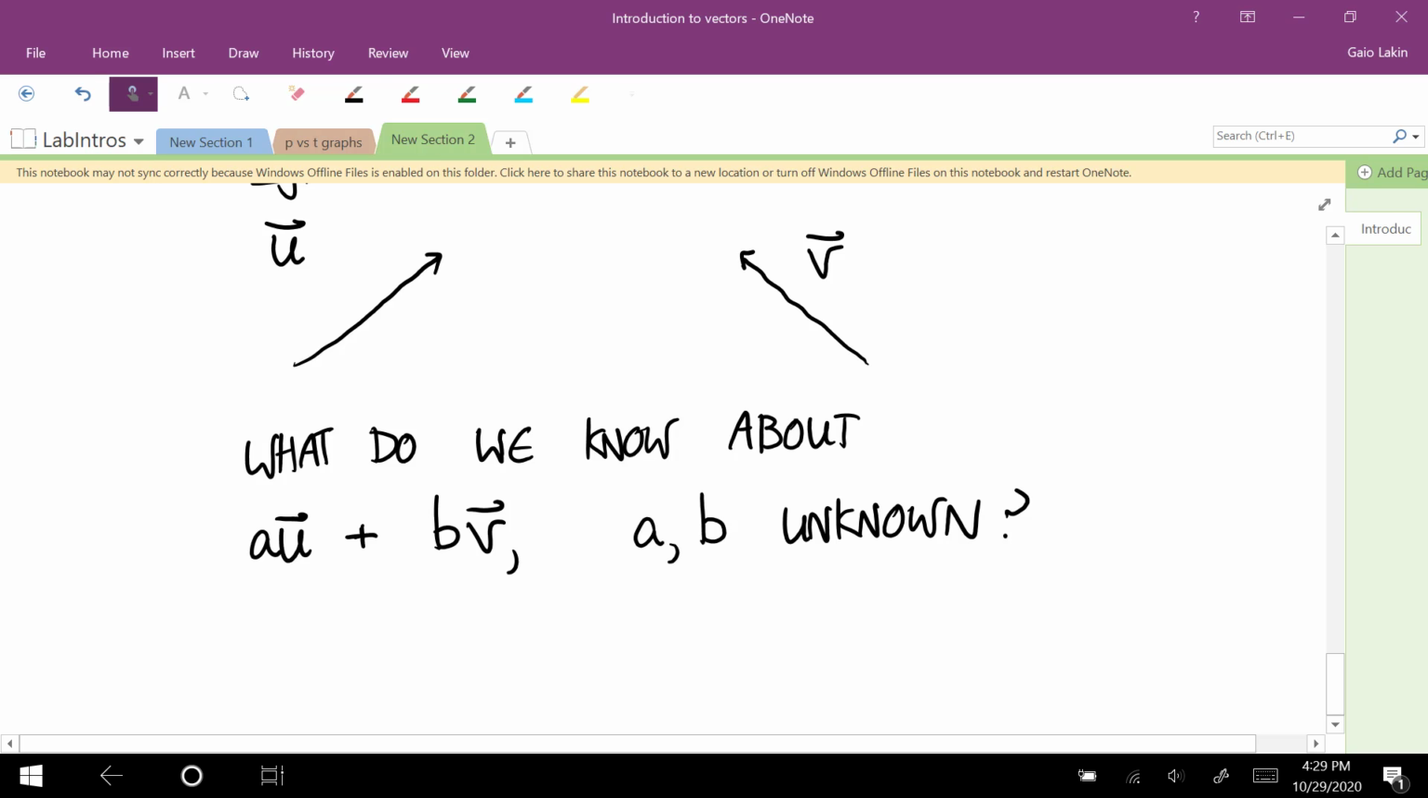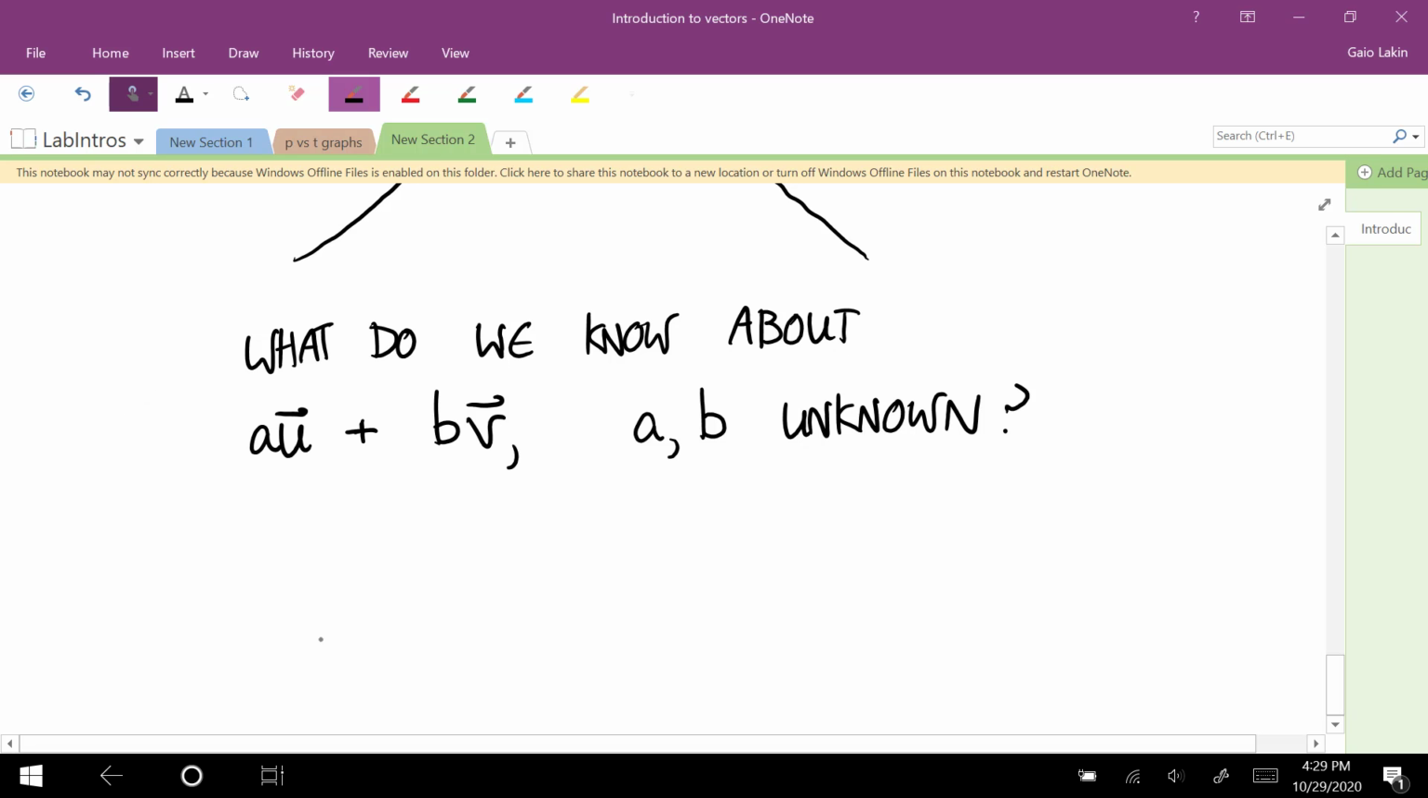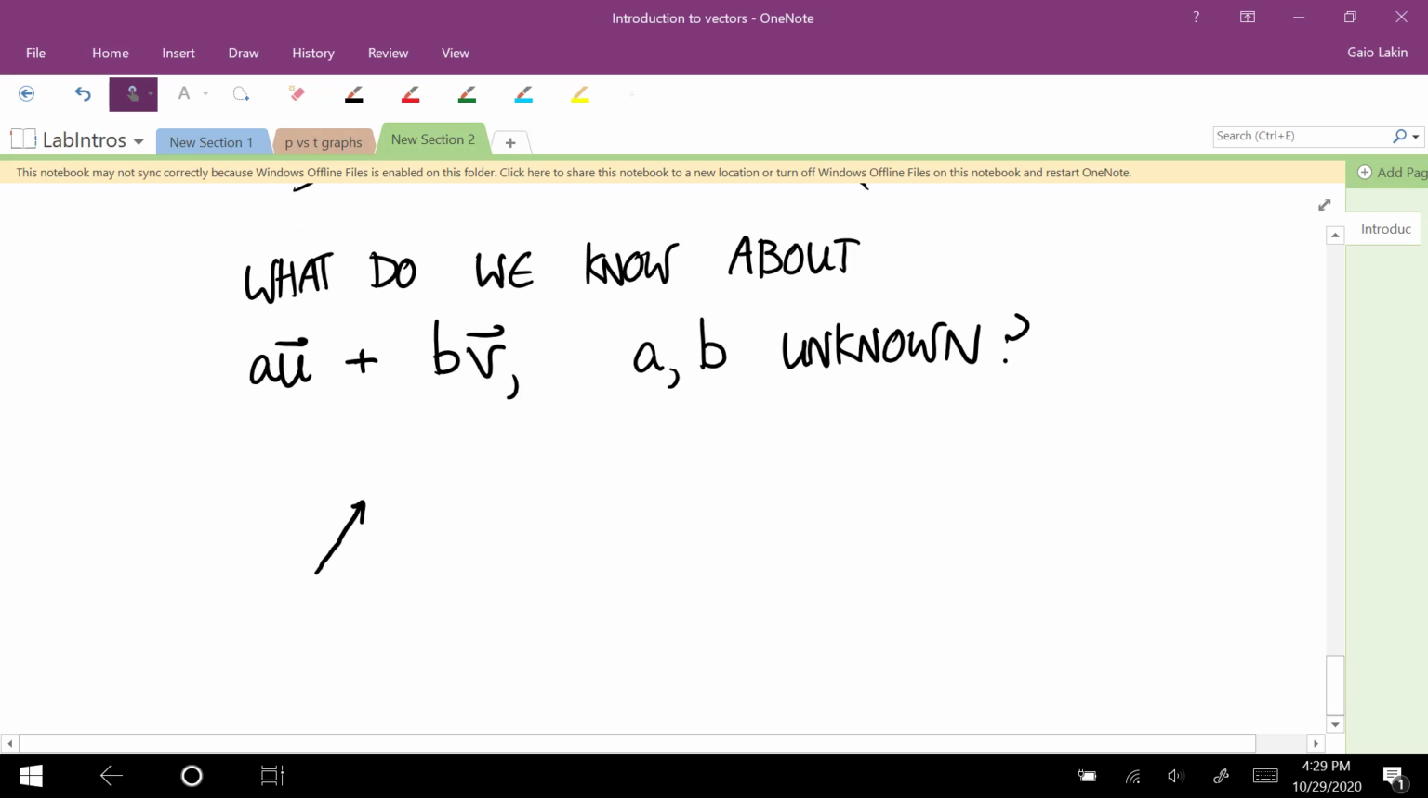Well, that means we're going to be adding a vector in the direction of U, but unknown magnitude, to a vector in the direction of V, but an unknown magnitude. And so we just end up with a range of possible directions, everything from the direction of U to the direction of V. So again, put those tail to tail, and it can be any of those directions.